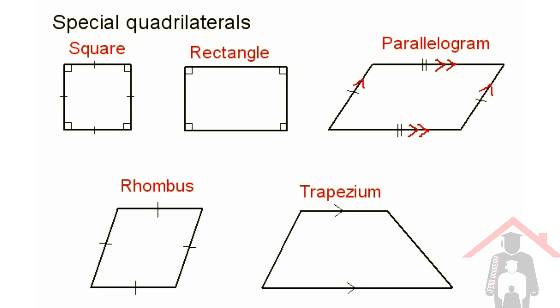Sometimes on an exam, you might be asked which quadrilaterals have diagonals that cross at right angles. The answers are a square and a rhombus.